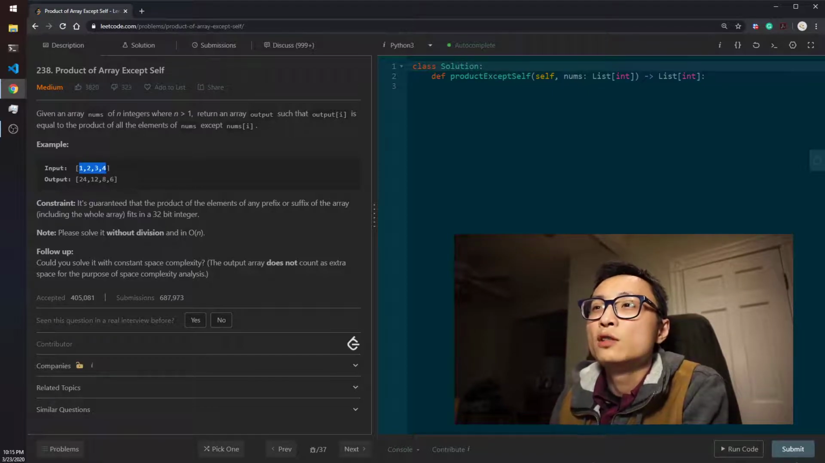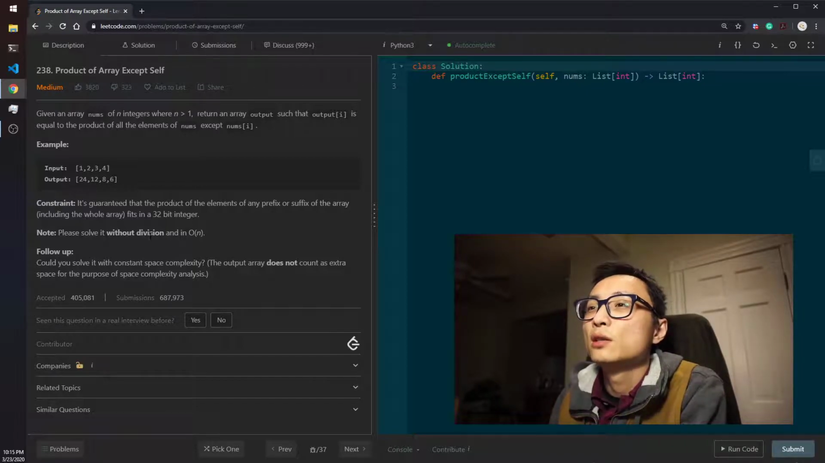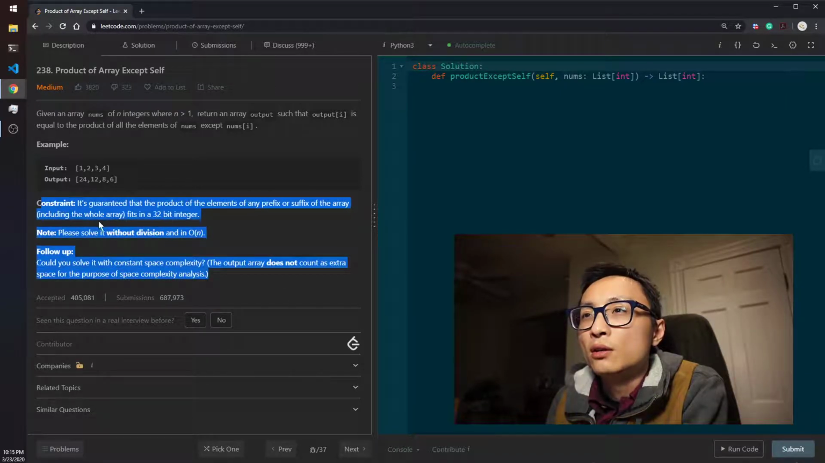We multiply everything together to get 24, and we then divide the product by each of the elements here: divide 24 by 1 to get 24, divide 24 by 2 to get 12, divide 24 by 3 to get 8, divide 24 by 4 to get 6. So that's the quick and easy solution to this problem. There are some other things following here.